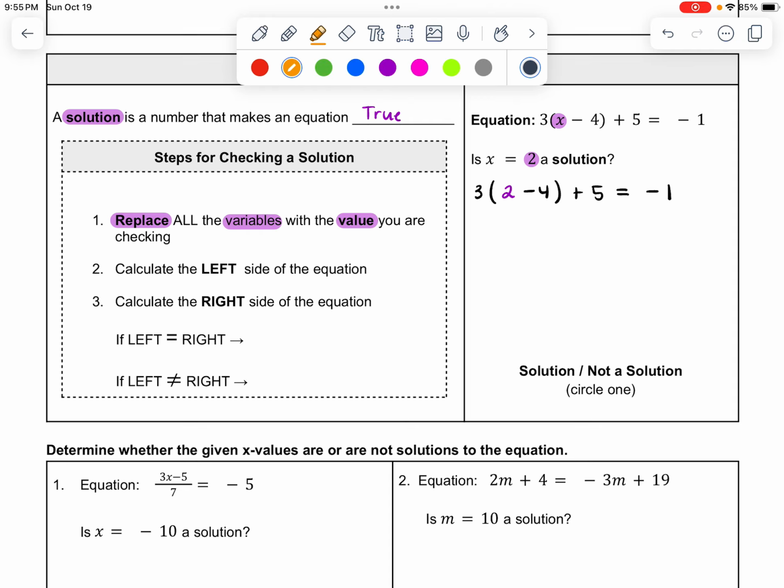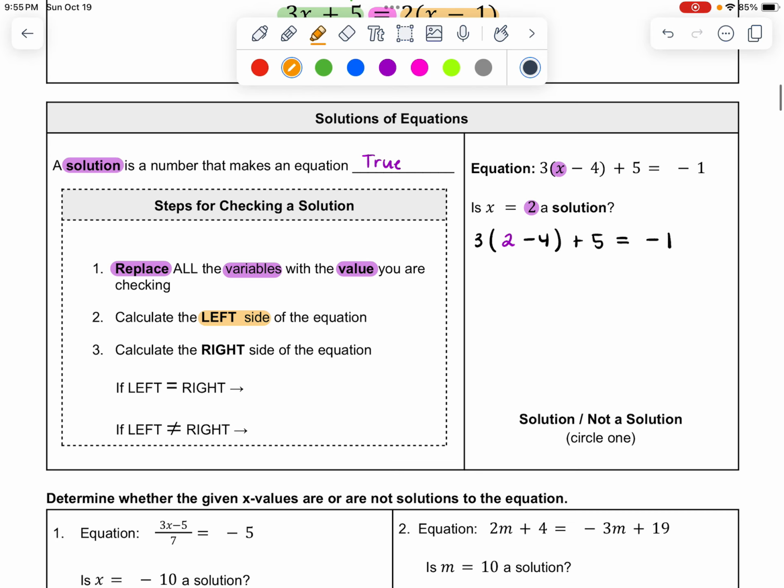Then we're going to calculate the left side of the equation using our calculator. Now, in this problem, my equal sign is right here. So the left side of the equation would be all of this stuff. What I'm going to do is type that straight into my calculator. I'm going to let my calculator do all the work here. So I'm going to type in 3 parentheses 2 minus 4 parentheses plus 5. And when I do that, I get -1.